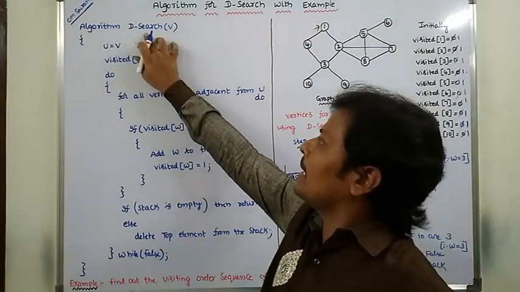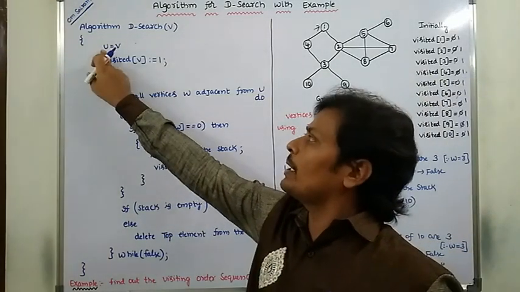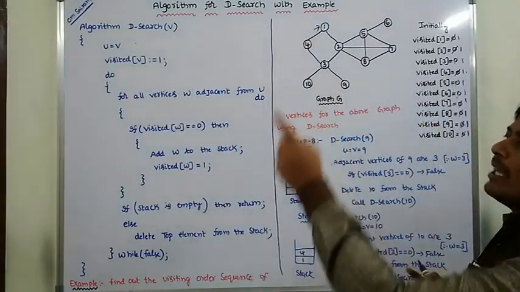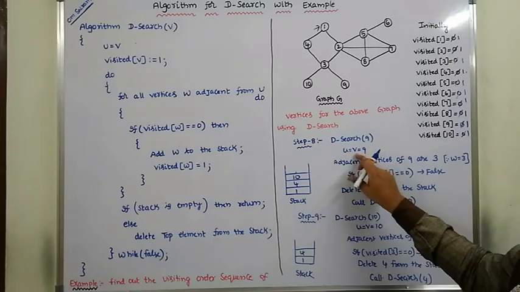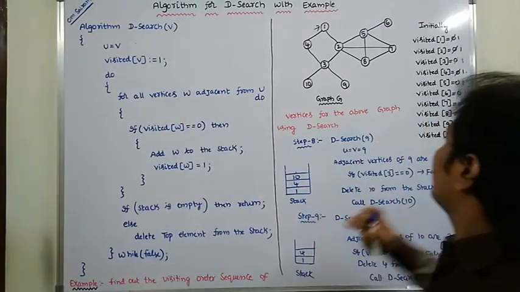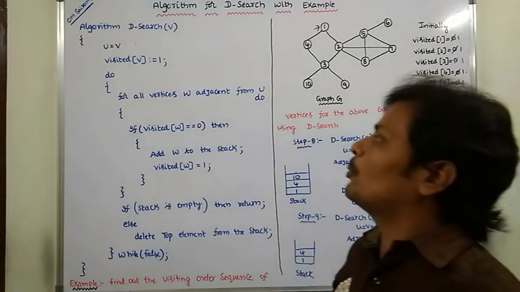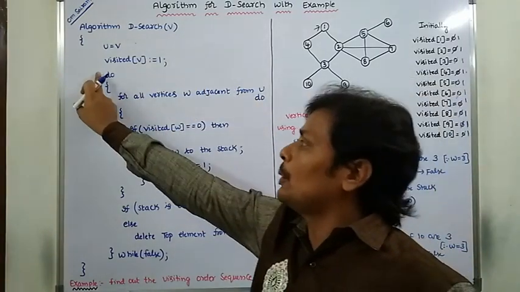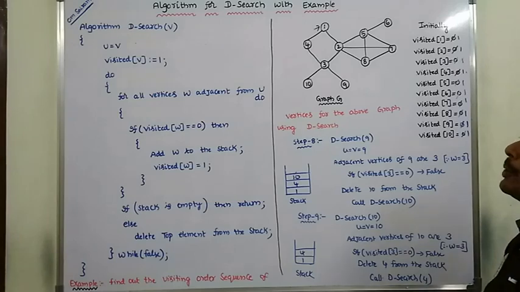So algorithm DFS of v is nothing but 9. So brace begin, u is equal to v. v can be assigned to u. So 9 can be assigned to u. u is equal to v is equal to 9. Next, visited of 9 is equal to 1. Yes, it is already visited. Do brace begin for all vertices w adjacent from u.